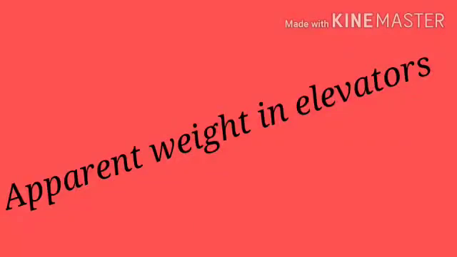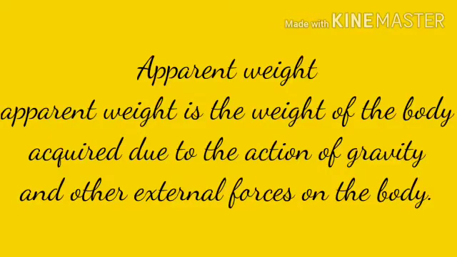Next we are going to discuss apparent weight in an elevator. First we need to know the meaning of apparent weight. Apparent weight is the weight of a body acquired due to the action of gravity and other external forces on the body. Now we consider a man standing in the lift.